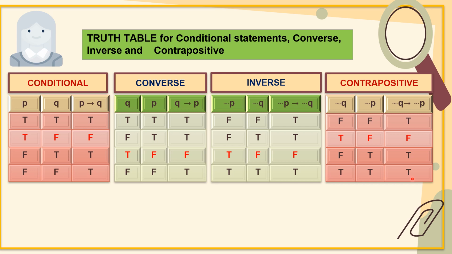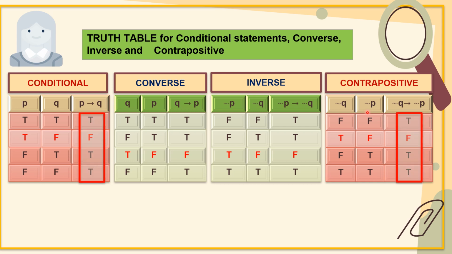So, ang ating false statement ay nasa second row. Okay, kung mapapansin nyo, dito sa ating conditional at sa ating contrapositive, the third column is the same. So, pareho po silang true, false, true, true. Dito rin sa contrapositive, true, false, true, true. So, pareho po sila. Ang ibig sabihin po, the conditional and the contrapositive are equivalent statements.